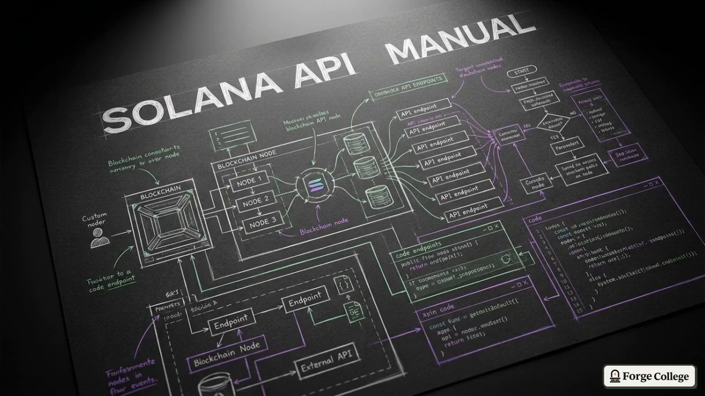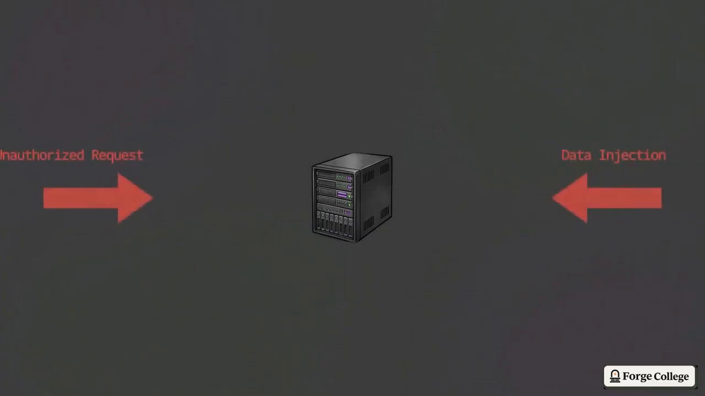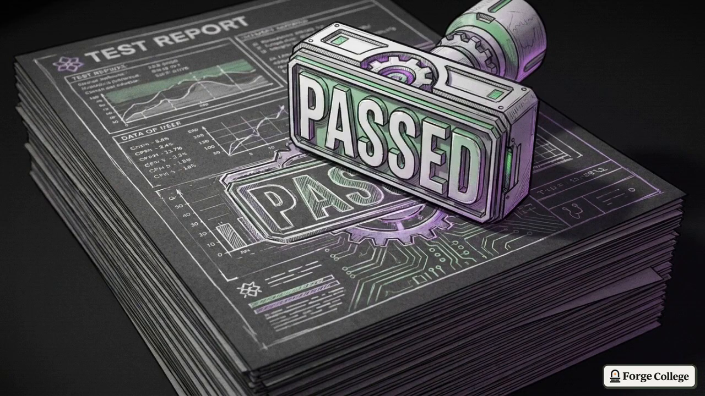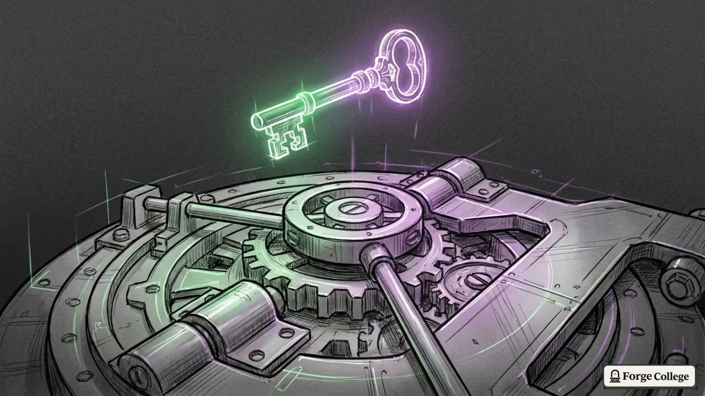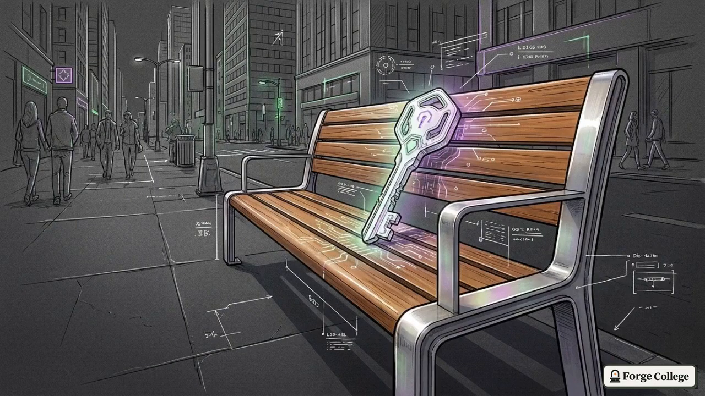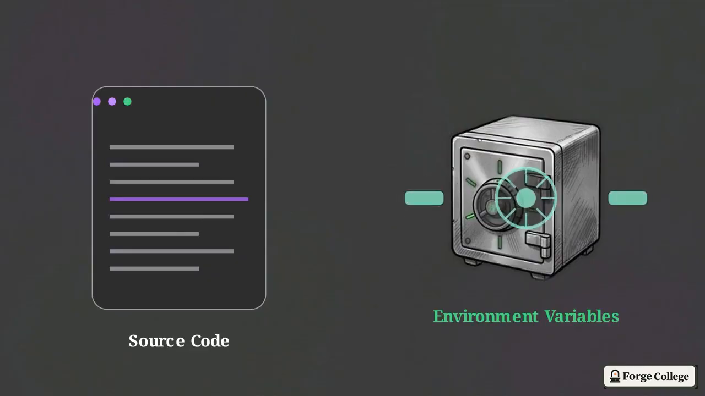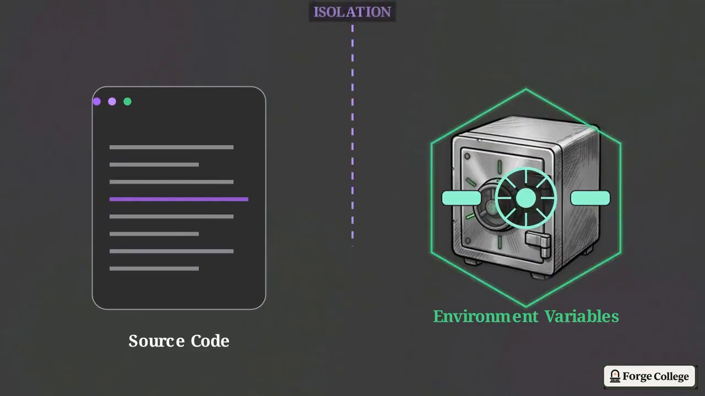For your Solana API, this manual has to include detailed threat models showing what could attack you, a map of the security controls you built to stop them, and hard evidence from your tests proving those controls actually work. It also dictates how you handle operational secrets. Sensitive data, like your private API keys, provide the administrative access to your application. You wouldn't leave a building's master key sitting on a public bench, and you shouldn't bake those keys directly into your code. Instead, you manage them securely through environment variables, protected data vaults that sit outside the code itself.